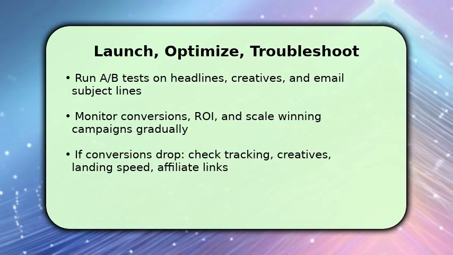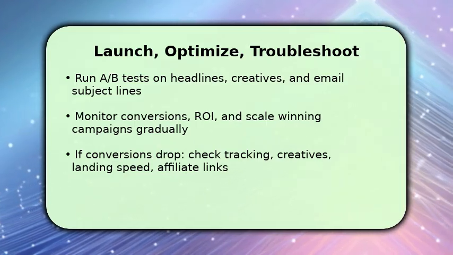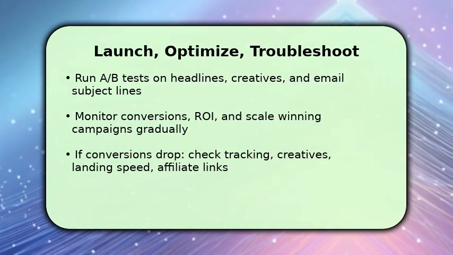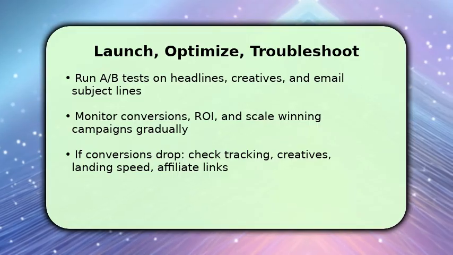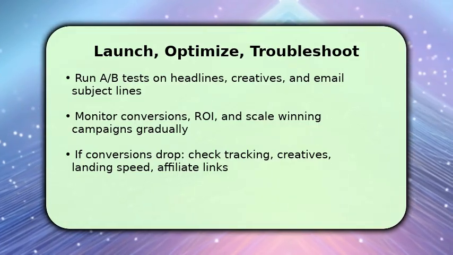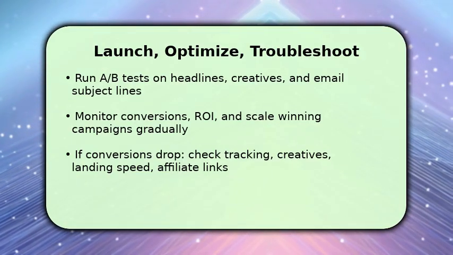If things go wrong, like sudden drops, first check tracking and affiliate links, then creatives and landing speed, because broken links and slow pages kill conversions. Finally, contact the vendor if the offer or payout seems incorrect.